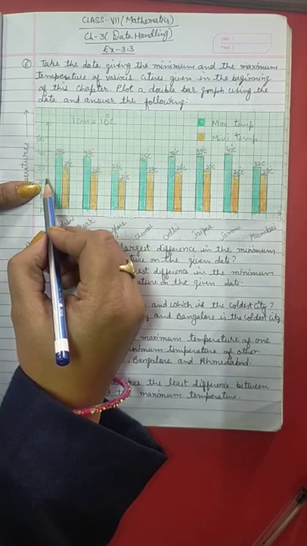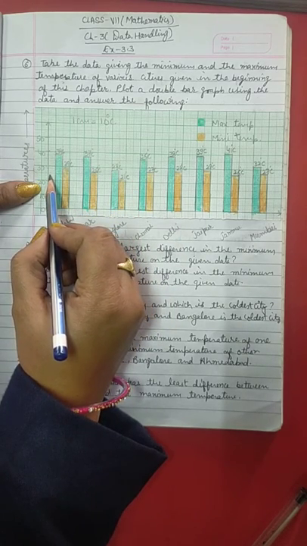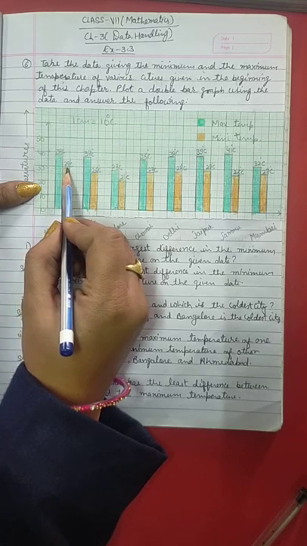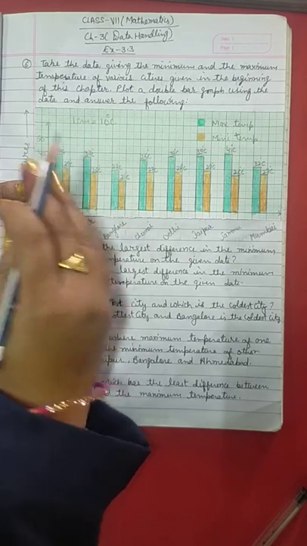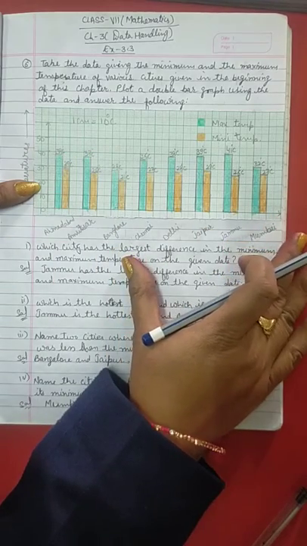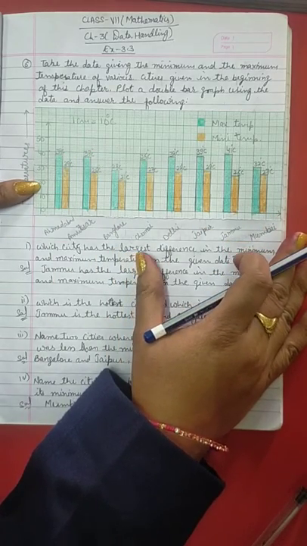So after 20 it is 21, then 22, 23, 24, 25, then 26, 27, 28, 29, and this is your 29 degrees Celsius. So in this way you can represent all the temperatures with the help of bars here.